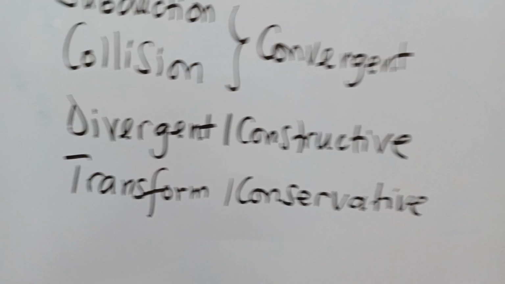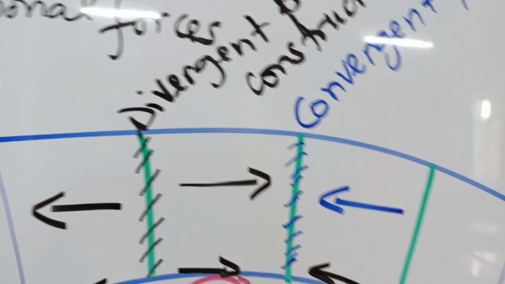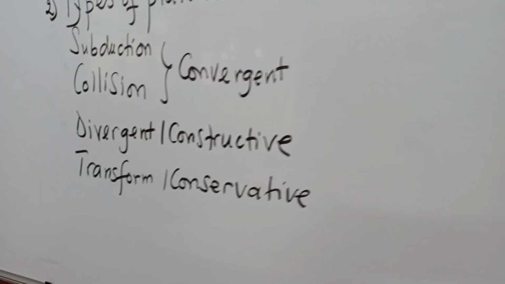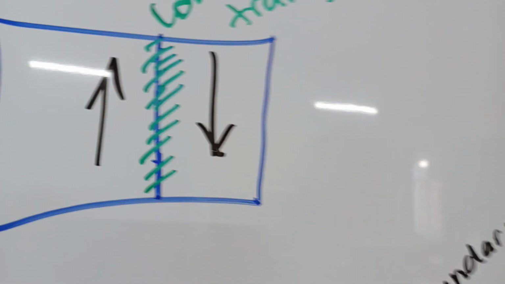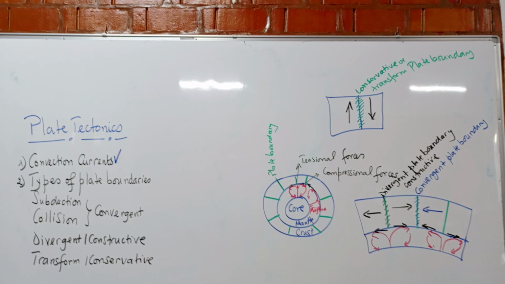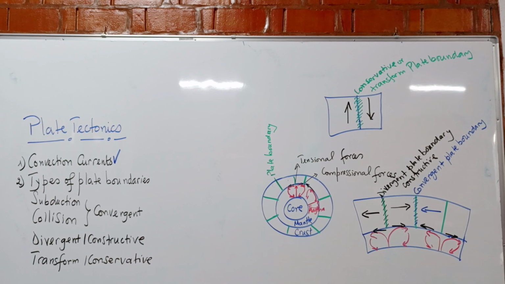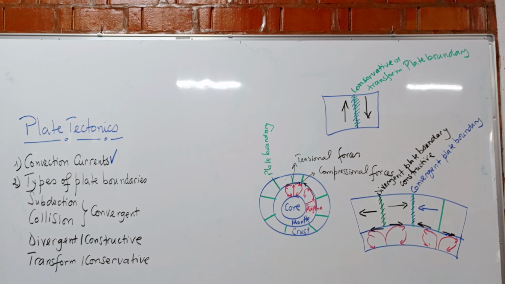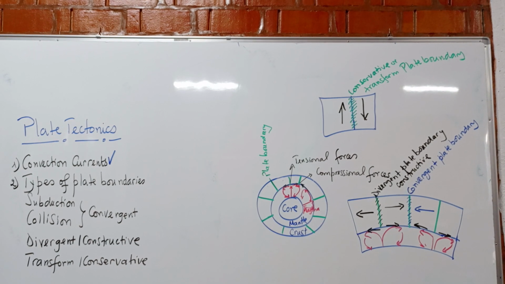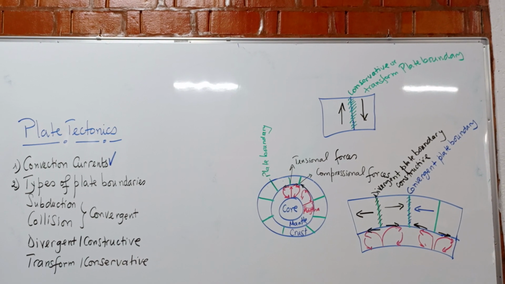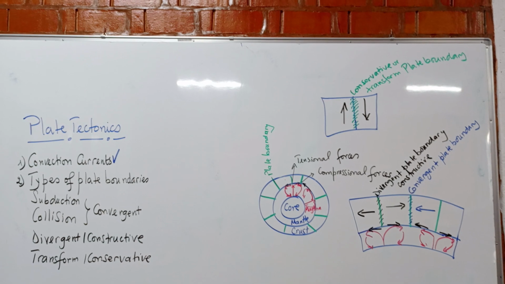So divergent happens here, as we said, and conservative happens here. So the next video is about landforms associated with these plate boundaries. As they move in those different directions, which landforms do they create?